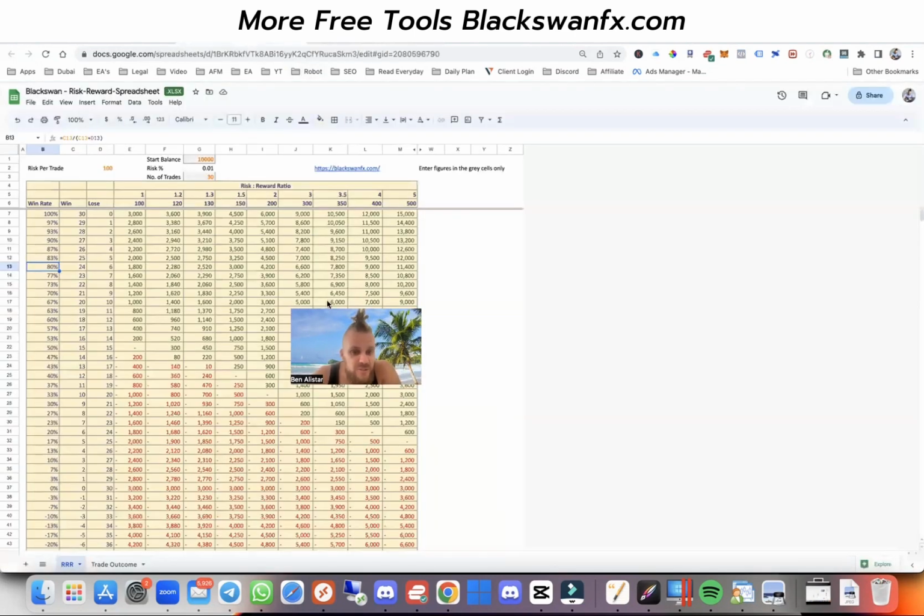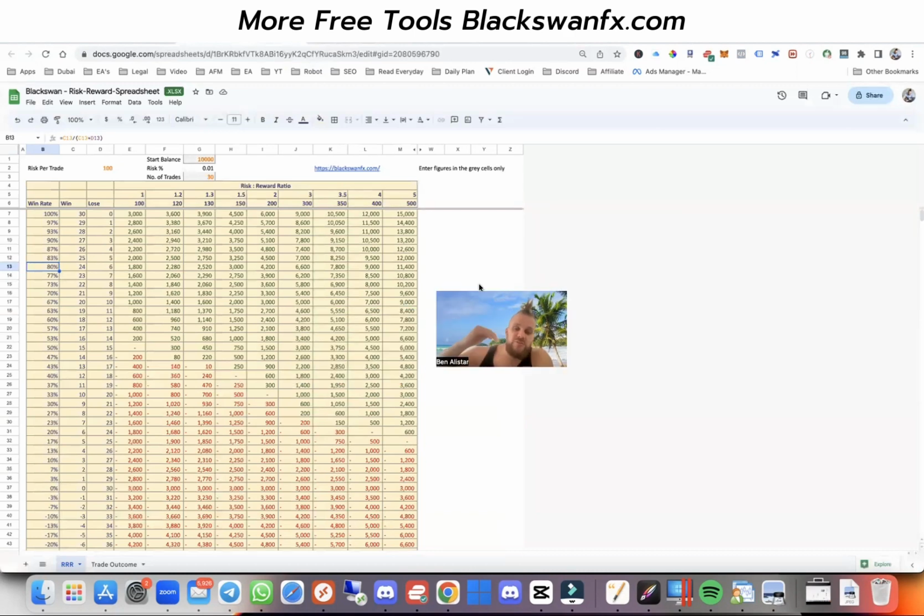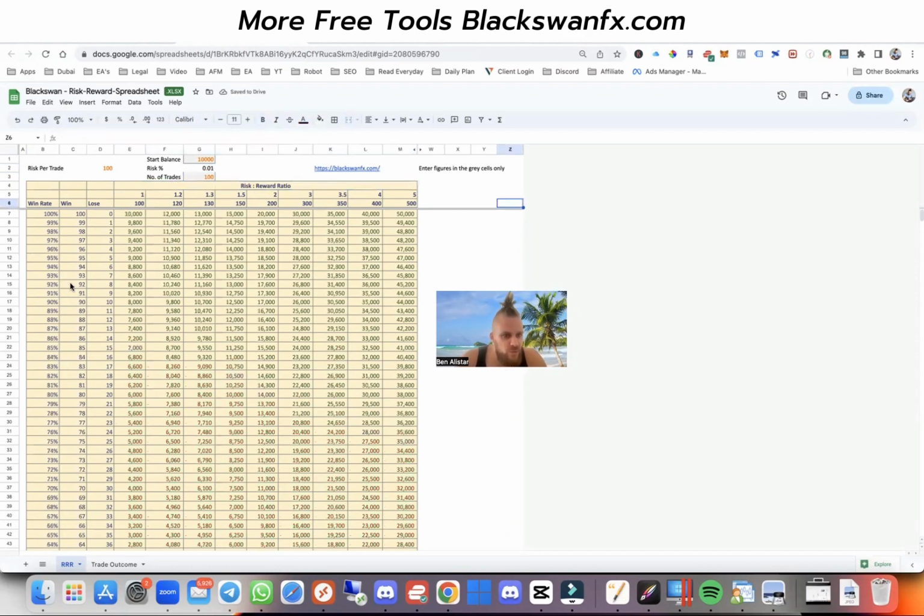Now, if we go on to this risk and reward spreadsheet here, I'm going to cover this spreadsheet in depth in a separate video, but this spreadsheet, guys, it's brilliant. So if you put your starting balance in here, say for example 10,000, you're risking 1%, 0.01 in there is 1%, and over a 100 trade sample size, with an 80% win rate, you could expect to make $6,000 from there.